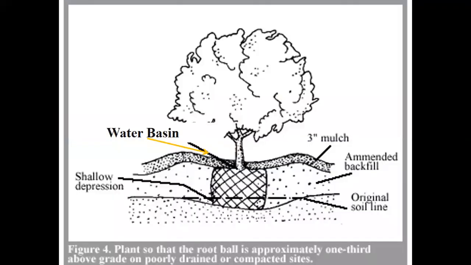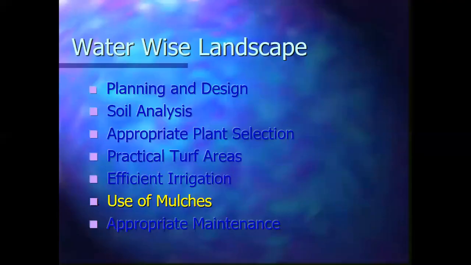Now, some plants, you'll see these little water basins or water rings sometimes put around them. It helps keep water in, especially in dry conditions. Not always used, but sometimes it's used. A little bit of mulch on top. We talked about a 1 to 3 inch layer of mulch. That helps reduce water loss. We'll talk about that a little more in detail.